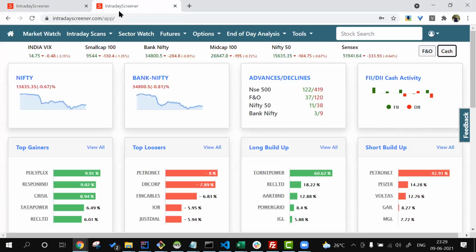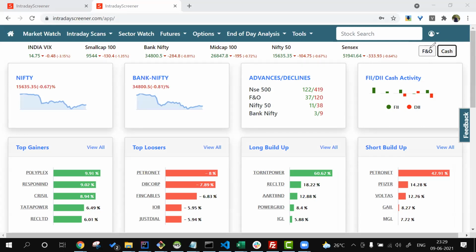Then you can use that account to log in. Once you log in to your account, you will be welcomed with a dashboard page, and it contains a snapshot of the market on the current trading day. The first thing you should notice on the top is a toggle button, which is a selection between FNO and cash stock. So you can see here FNO and cash is there.